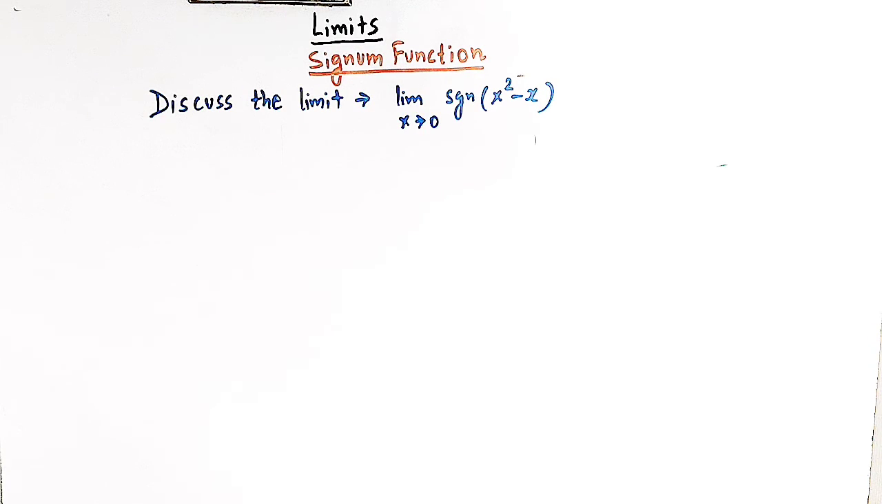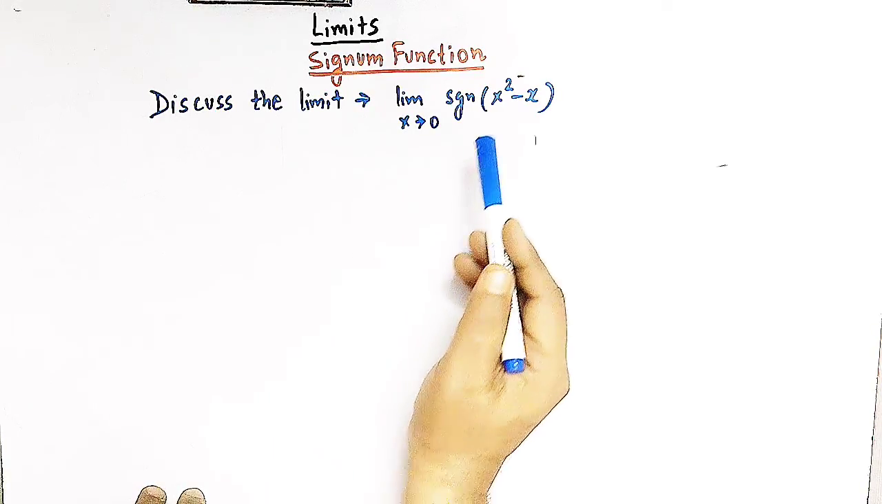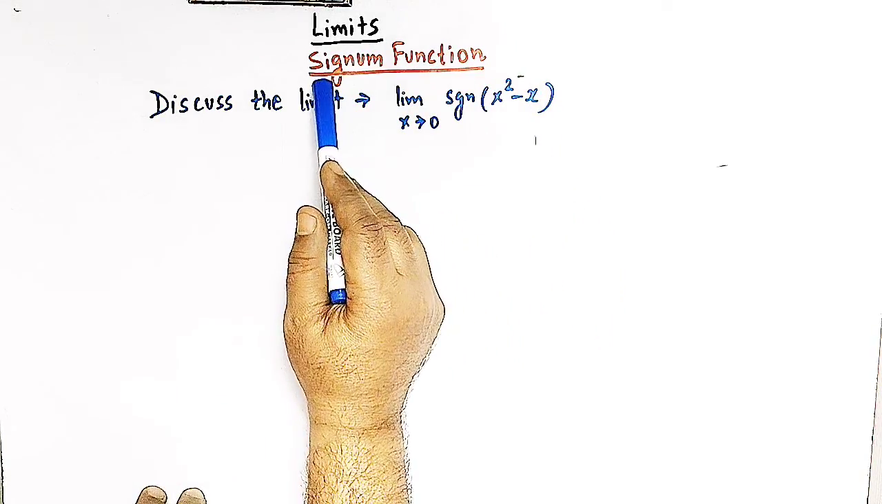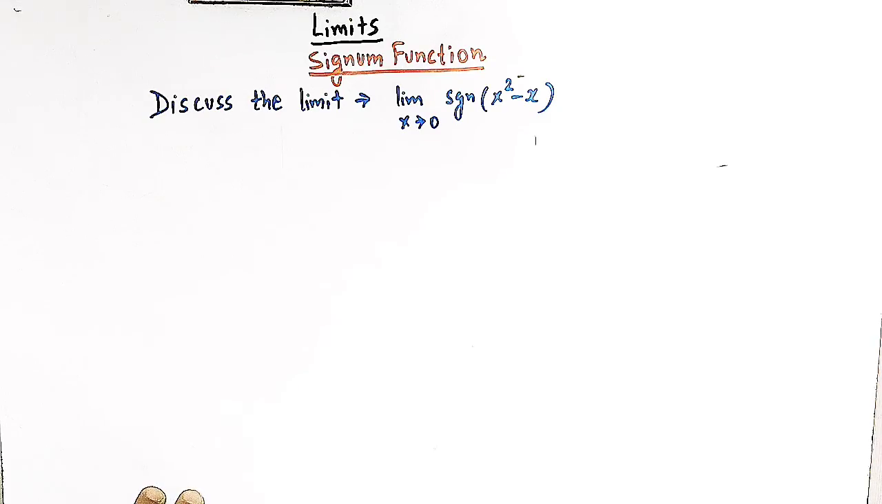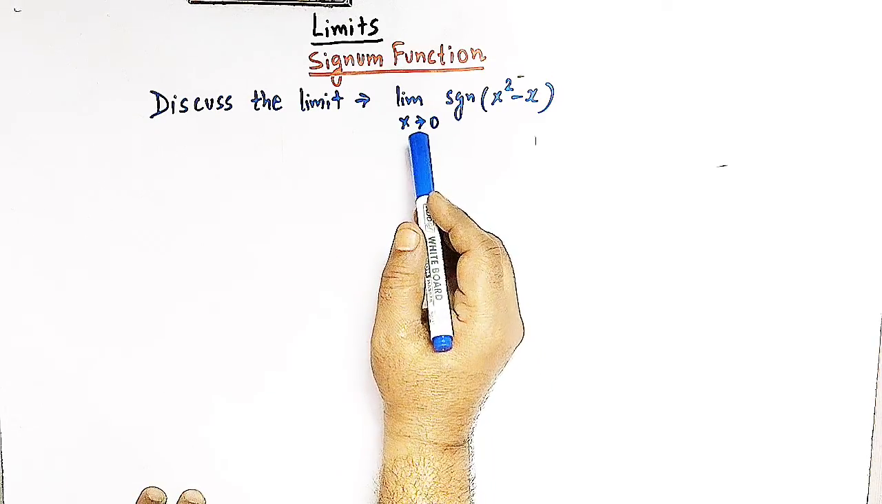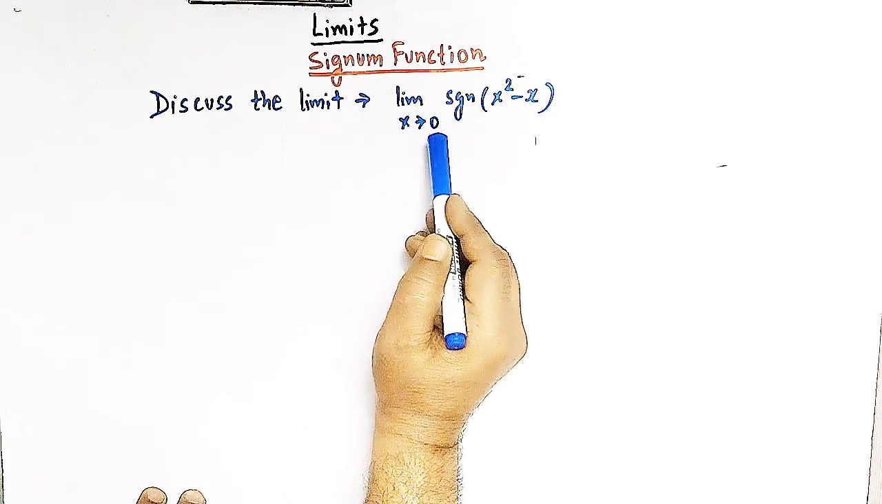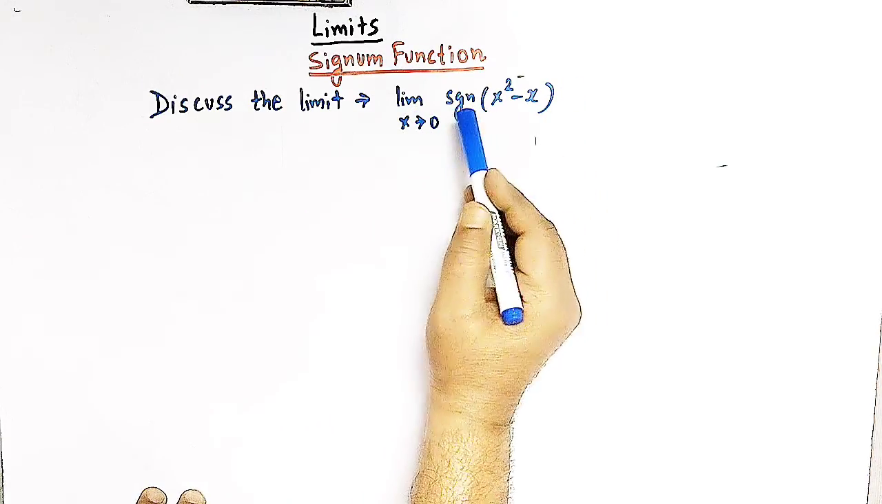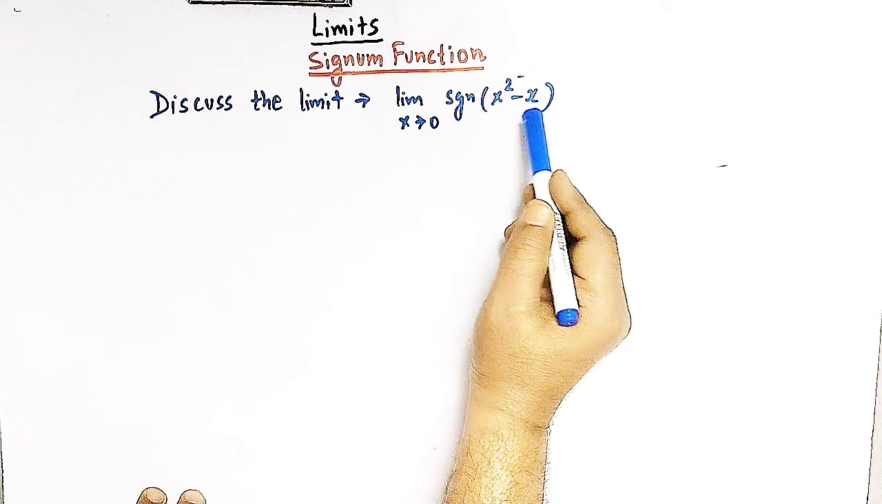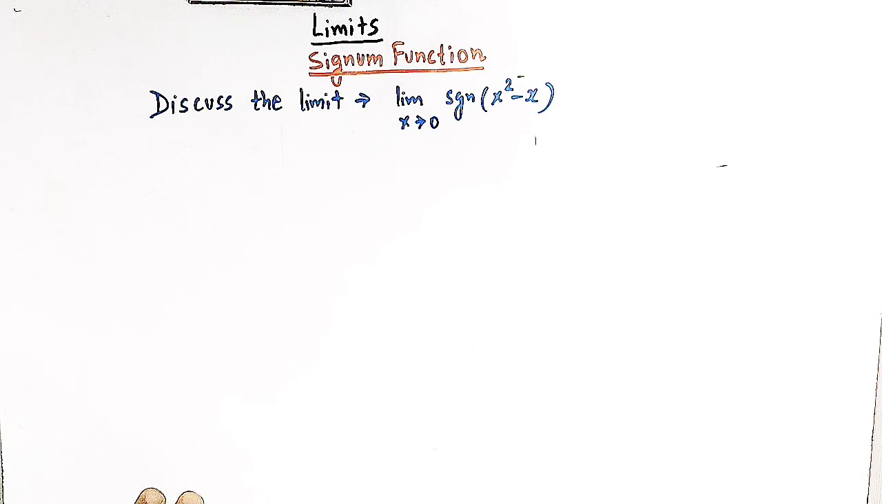Hello, viewers. In today's session, we are going to discuss an important and conceptual problem from limits. Here we are going to discuss the existence of this limit where the signum function is involved. So here we have to discuss the existence of the limit as x tends to 0, and the function is the signum of x square minus x.